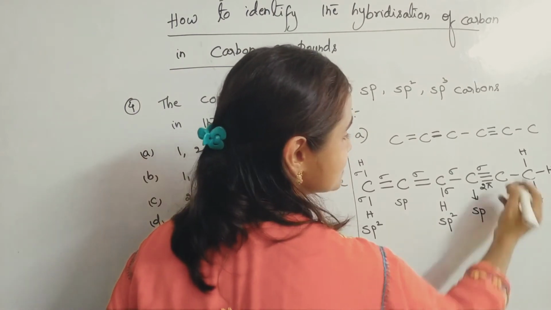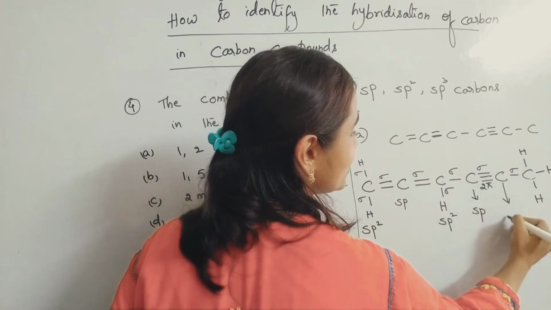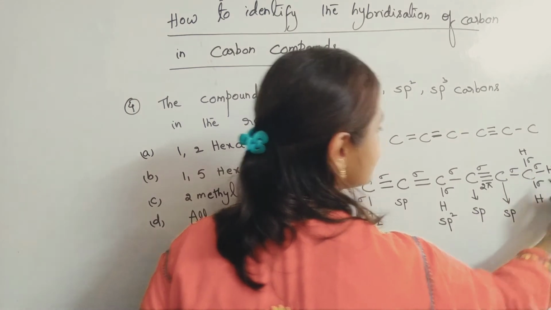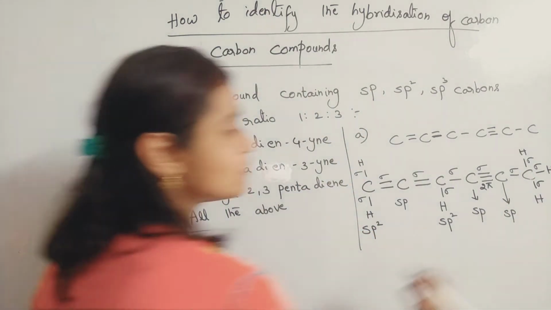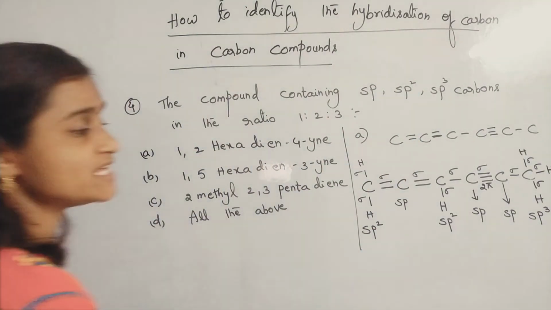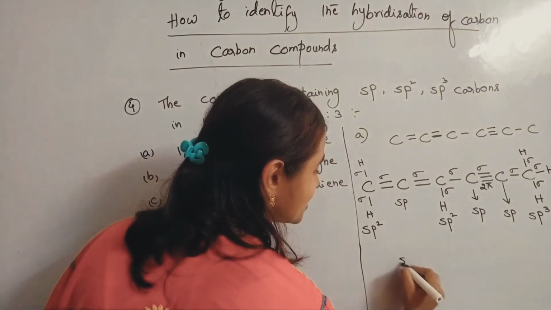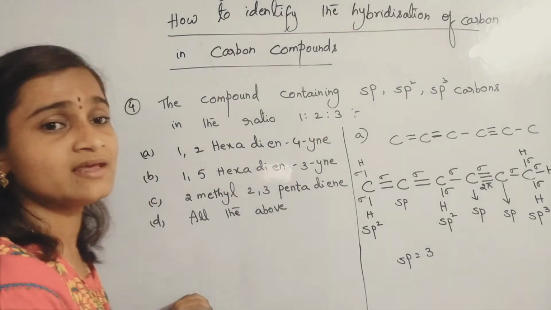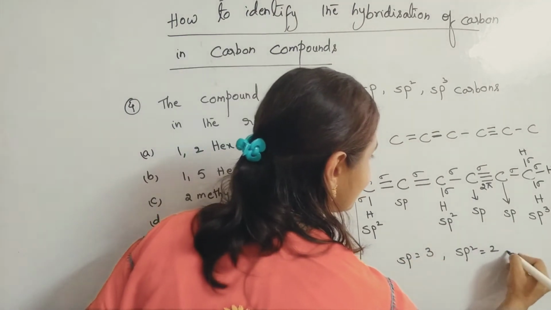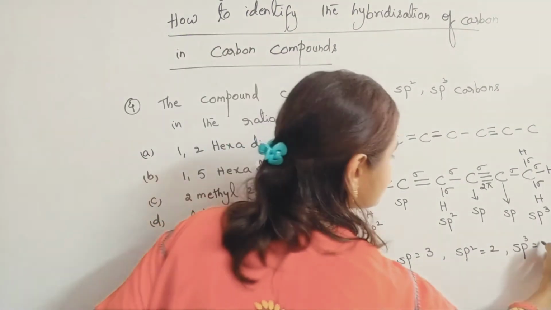Okay, sp hybridization. Now coming to this carbon, you are finding 2 sigma bonds only, so this is also sp. And now the last carbon is undergoing 4 sigma bonds, so it is sp3 hybridization. Now count the number of sp, sp2 and sp3 hybridizations. We are finding 3 sp, how many sp2? Only 2. And sp3, only 1.